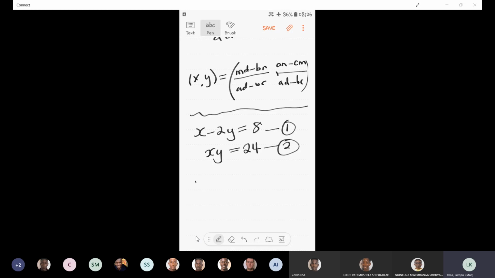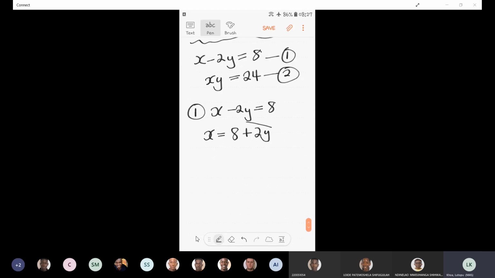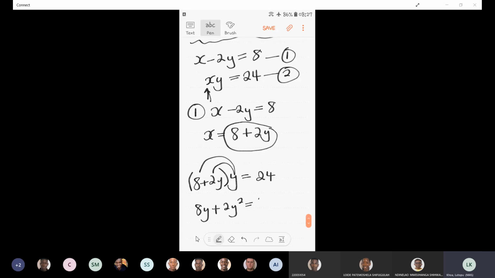Okay, so from 1, I'll take equation 1. I have x minus 2y. This is equal to 8. So then I will say x is equal to 8 plus 2y. Okay, then what you do is this 8 plus 2y, you will come and substitute it over there, become your value of x. So instead of writing x, I will have 8 plus 2y, then I put it in brackets, and show that is the whole of x, and then I multiply it by y, and this is equal to 24. Then you multiply your brackets out as usual, the y like that. So I get 8y plus 2y squared. And this is equal to 24.